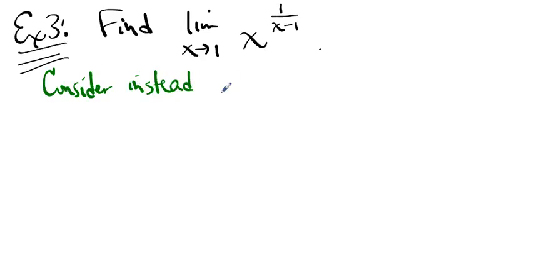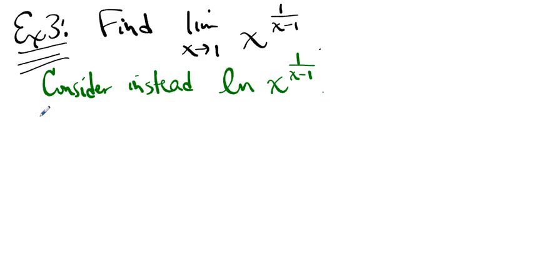Let's consider instead the natural log of x to the 1 over x minus 1. Why would we do that? Because if we consider the natural log, what happens to that power? Right. That power comes down in the front. We used natural log properties to do such a thing.